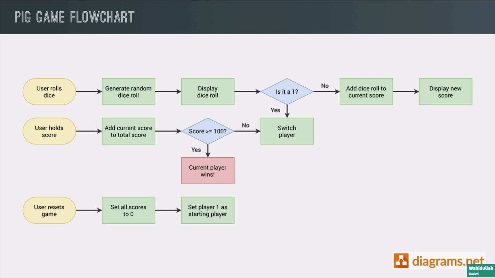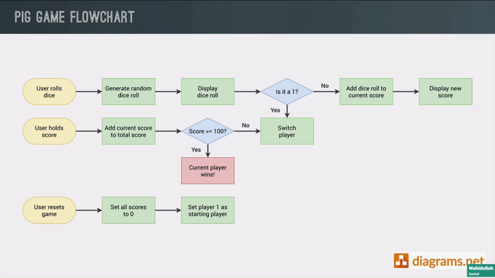So whenever the user rolls the dice, so clicks that roll dice button, then we need to generate a random dice roll. Then we display that dice roll, and then we check whether it is a 1. If it's not a 1, then add that dice roll to the current score, and of course display it. Right? So that is exactly the behavior that we saw when we tested out the game earlier, right?